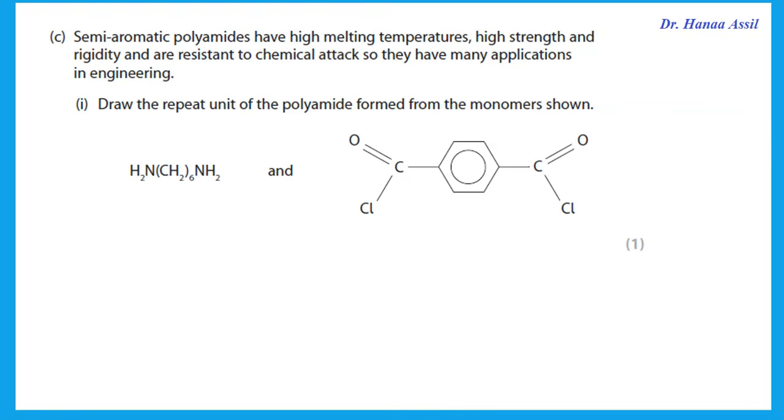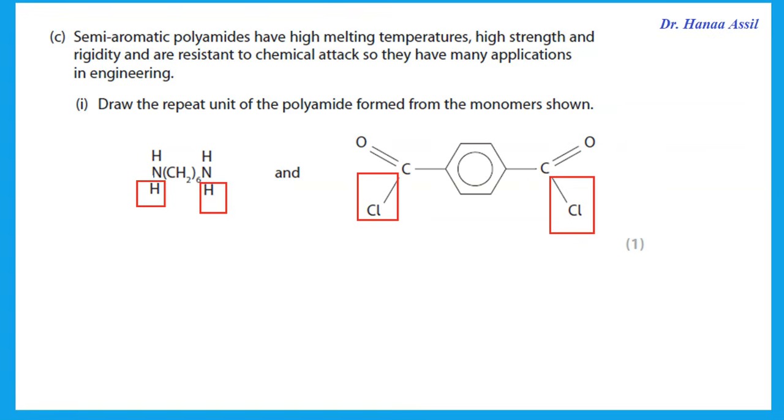Semi-aromatic polyamides have high melting temperatures, high strength and rigidity, and are resistant to chemical attacks, so they have many applications in engineering. Draw the repeat unit of the polyamide formed from the monomers shown. So basically we have monomers. We're trying to join them to make polymers. These are a diacyl chloride and a diamine. So we remove the chlorines from the diacyl compound, we remove H's from the amine, and we join them together. So this would be the structure of the polymer.